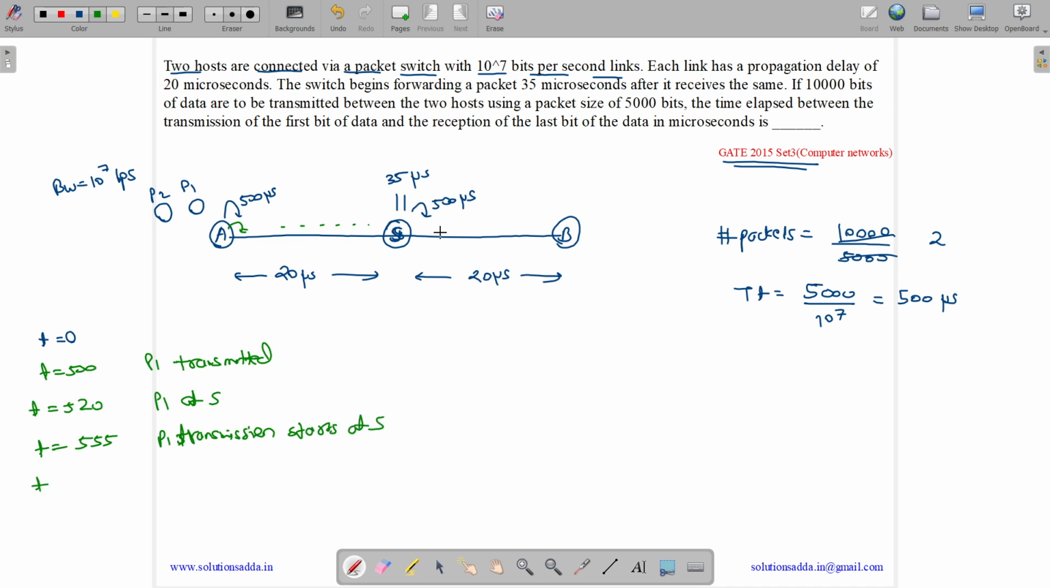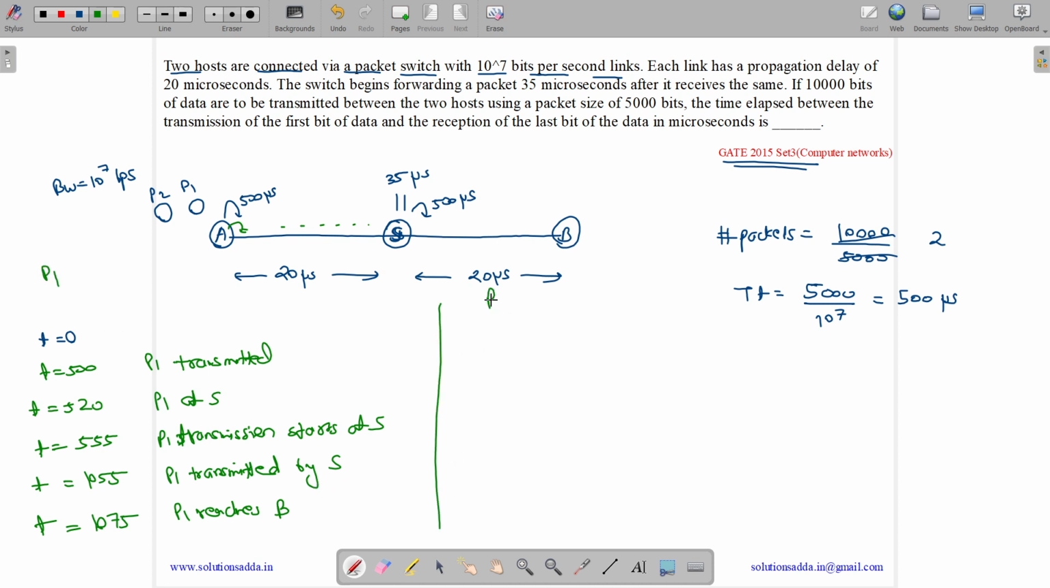So at t equals 1055 microseconds, P1 is transmitted by the switch S. Now it will take 20 microseconds. So t equals 1055 plus 20, that is 1075. P1 reaches our destination B.